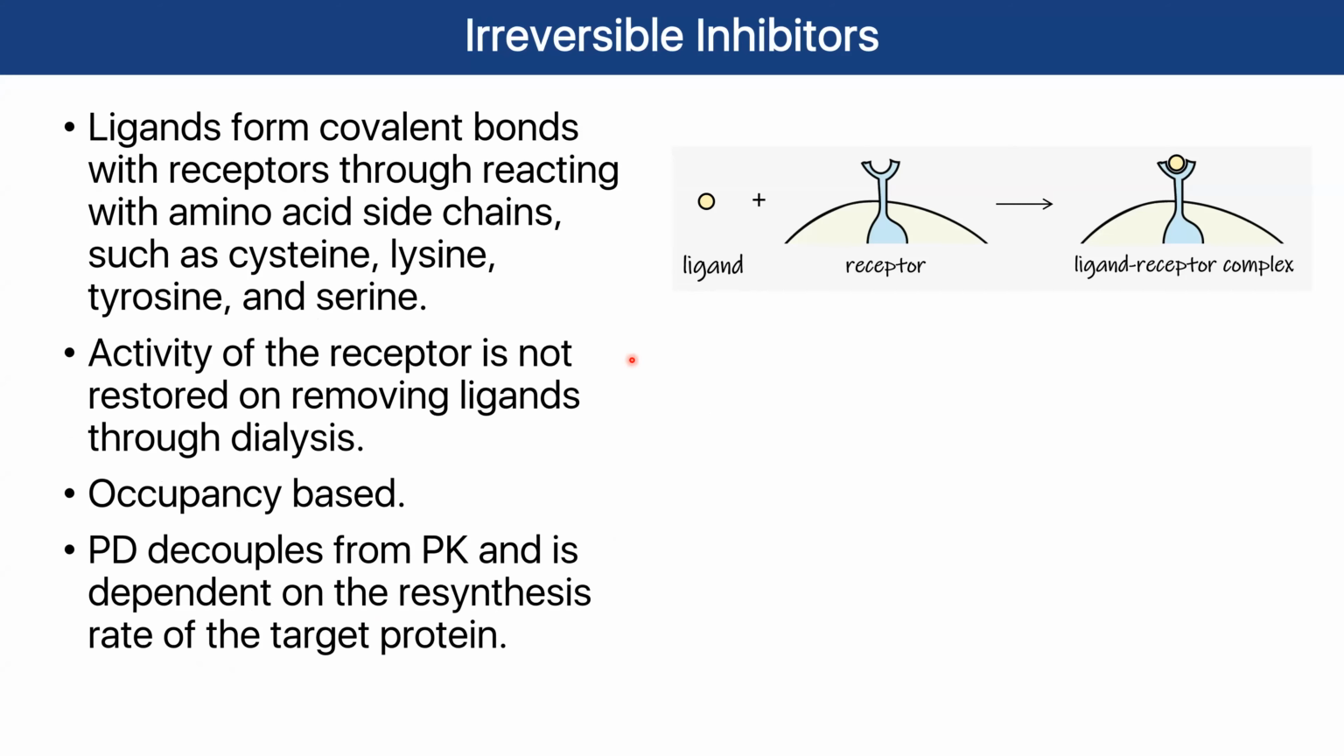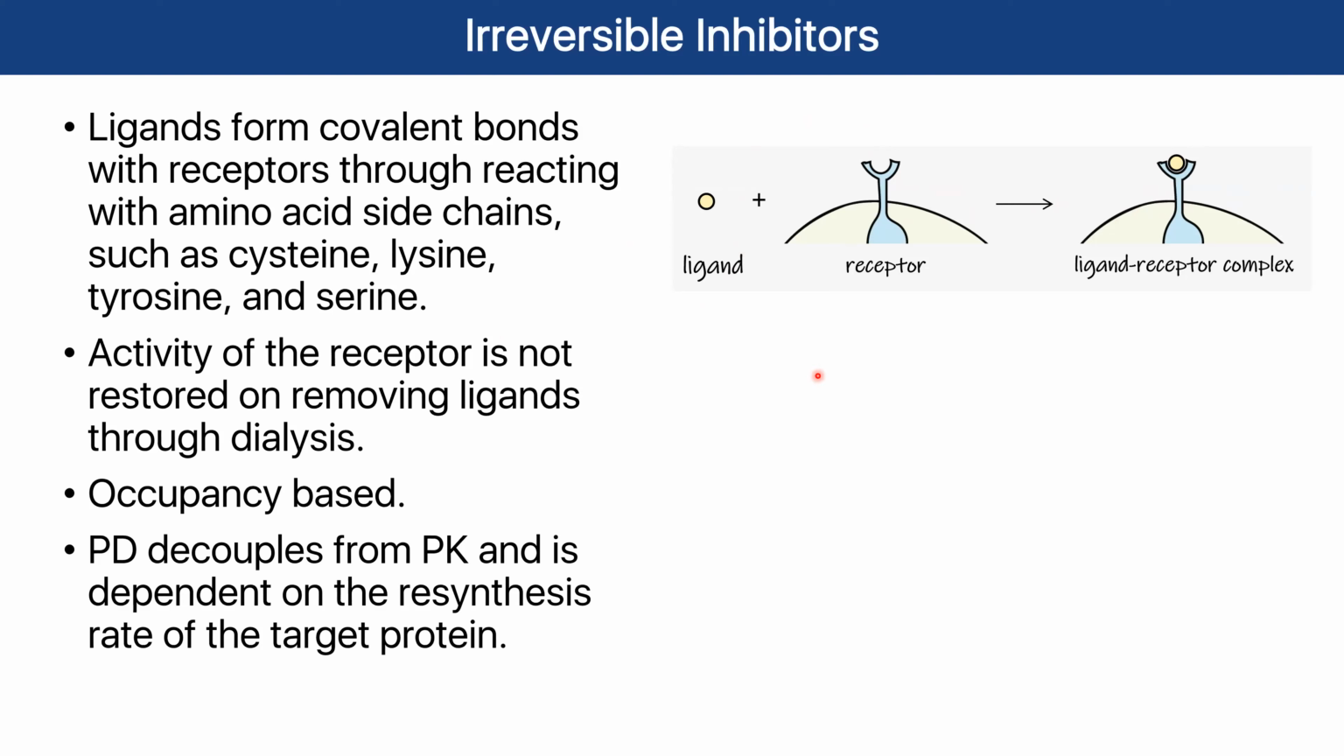So then what are the irreversible inhibitors? Irreversible inhibitors, actually, ligands will form covalent bonds with receptors through reacting with amino acid side chains. For example, you have a cysteine, lysine, tyrosine, serine, and so on and so forth. As long as these side chains have certain reactivity, you can design a covalent inhibitor. Essentially, if you have this irreversible inhibitor, this reaction will only go one way. Once you form the ligand-receptor complex, even if you do dialysis and remove all the ligand, it will not dissociate. It's stuck there.